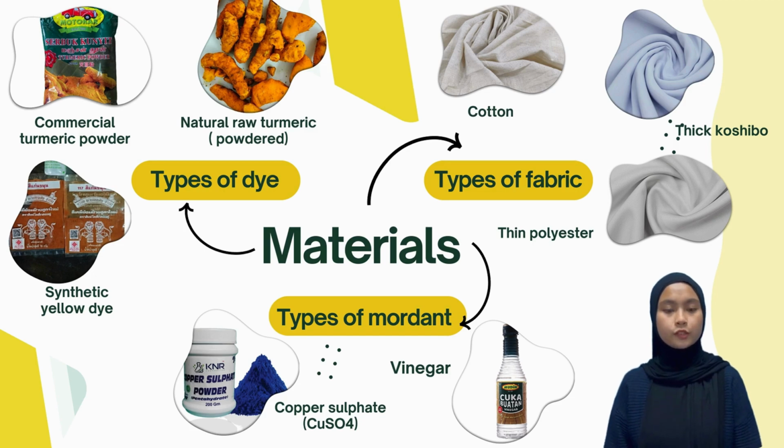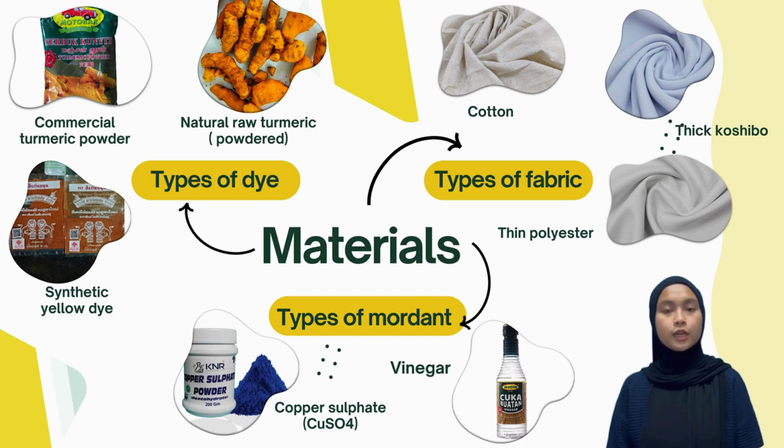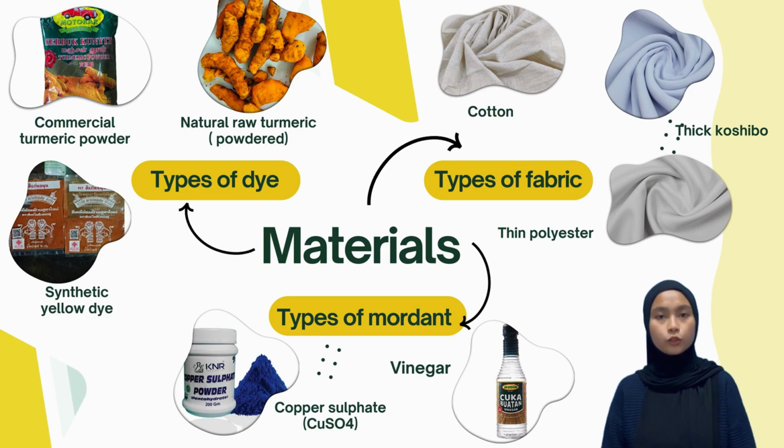Our fabric choices represent a mix of textures and compositions, which are cotton, thick koshibo, and thin polyester. These choices allow us to study how different fibers interact with the dye. To fix the dye to the fabric, we experimented with 2 mordants, which are copper sulfate and vinegar. We also tested the dye on fabrics with no pre-treatment process to benchmark our results. The mordant not only helped to bind the dye but also influenced the final color and quality.